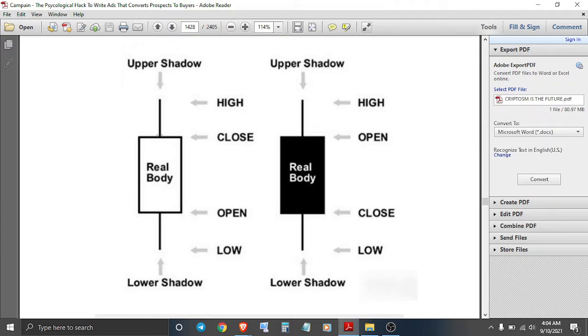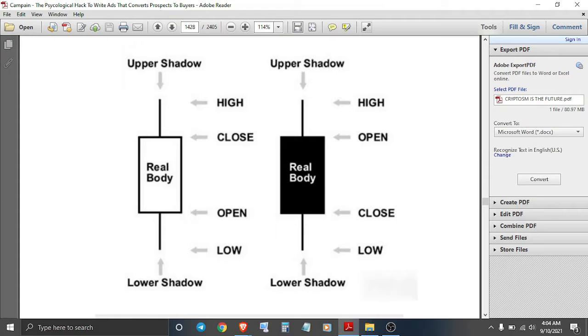So now this long line here in this candle is called a wick or shadow or tail of this candle. You see, you have the long tail here, or shadow here, or wick here. And now this is the body.